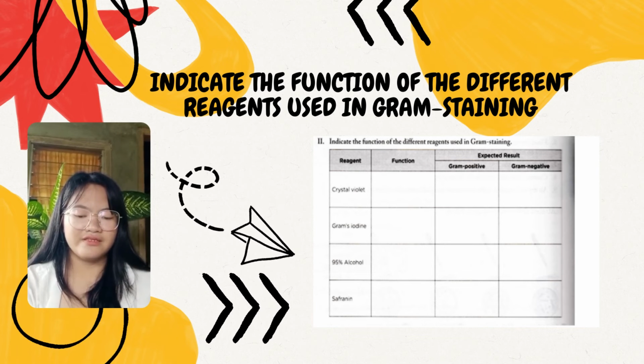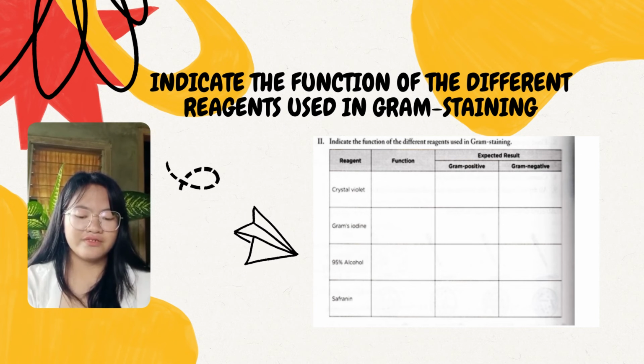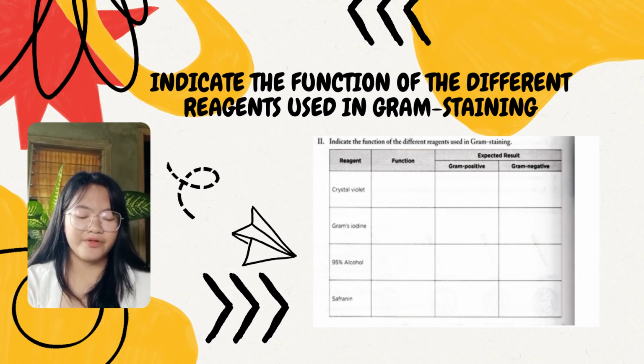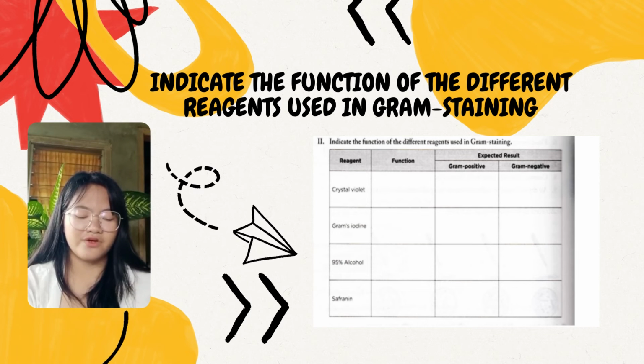Reagent, safranin. Function, counterstain or secondary stain. Expected result in gram-positive is purple or blue. Expected result in gram-negative is red or pink.